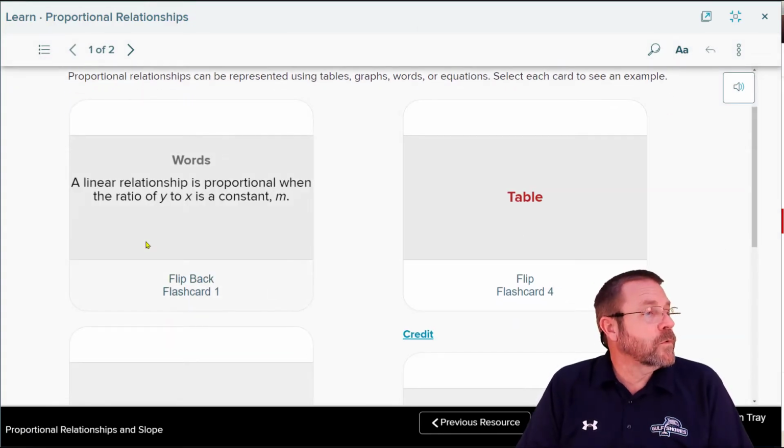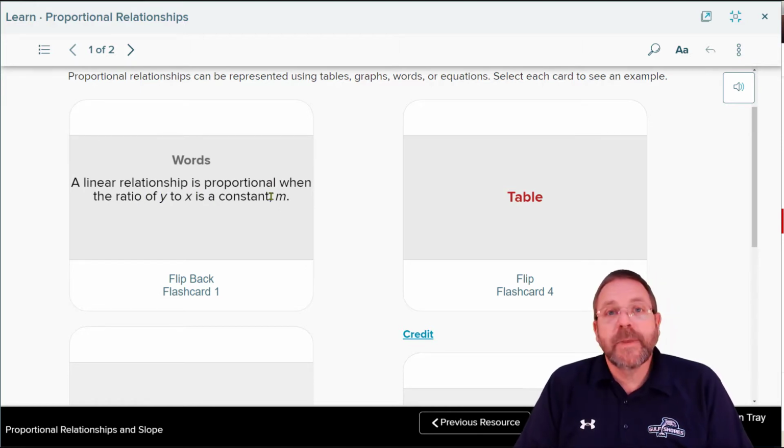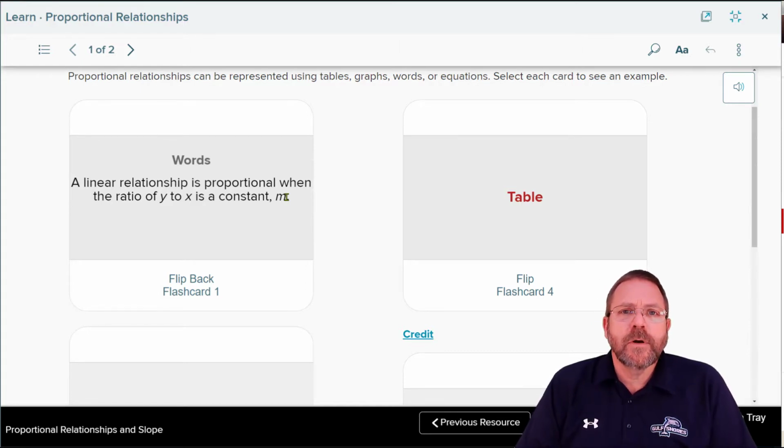So, in words, a linear relationship is proportional when the ratio of y to x is going to be a constant m, and you're going to find we always use m for slope. Nobody knows for sure why. They think it's because of some dead French guy who referenced it in a book a few hundred years ago and called it the modius of slope or something like that.